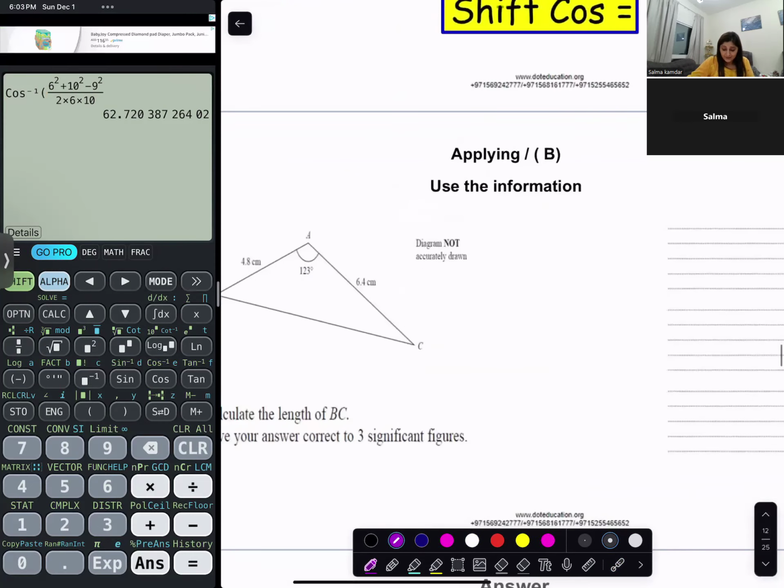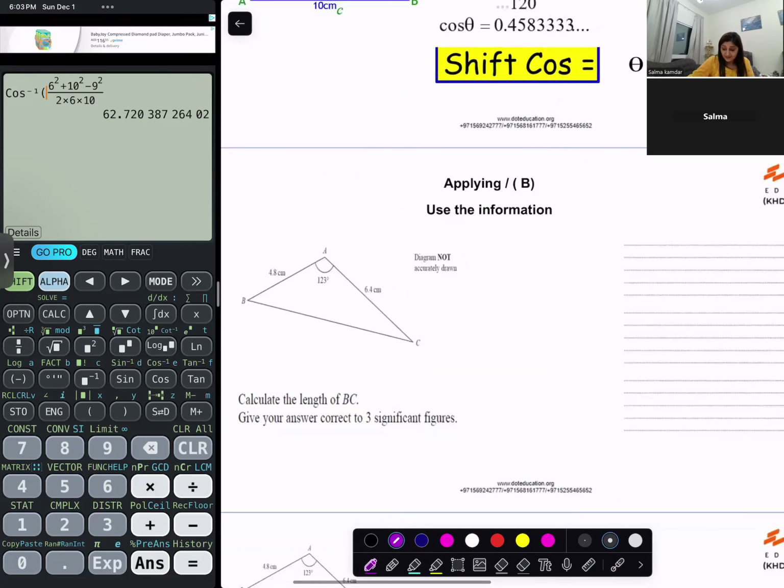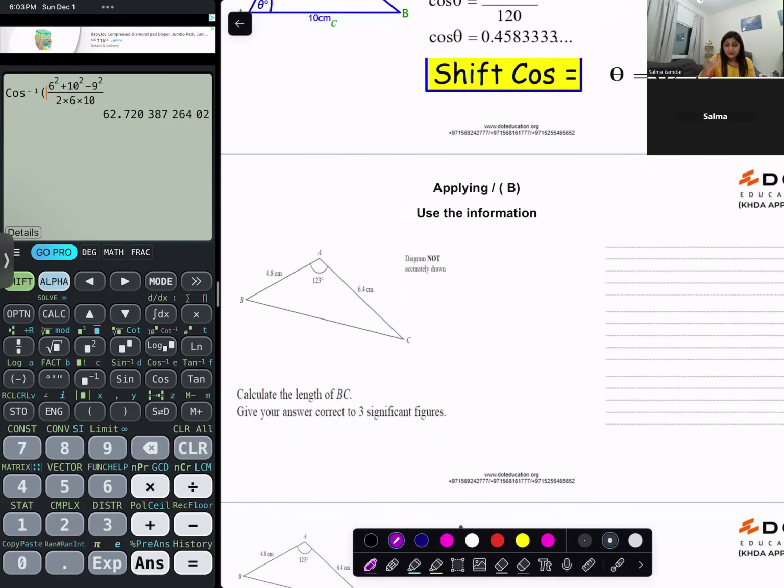Now, these are some questions that you need to do yourself. If you need the videos, you can pause the video and then you can do it yourself.